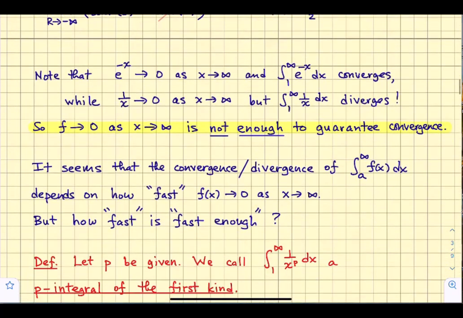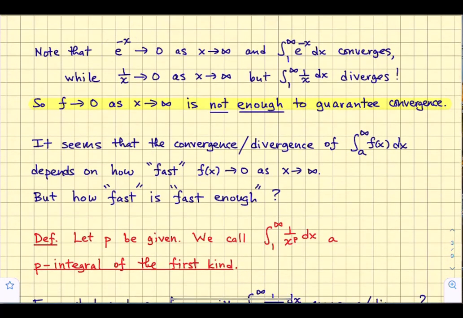So note in these examples that e to the minus x in our first example, that function goes to 0 as x goes to infinity, and the improper integral from 1 to infinity of e to the minus x dx converged, while on the other hand 1 over x also goes to 0 as x goes to infinity. This was in our second example, but its improper integral from 1 to infinity of 1 over x dx diverges. So this is a very important point to make here and for you to understand. Just because a function goes to 0 as x goes to infinity, that is not enough to guarantee convergence of the improper integral. This is a very commonly misunderstood point here.